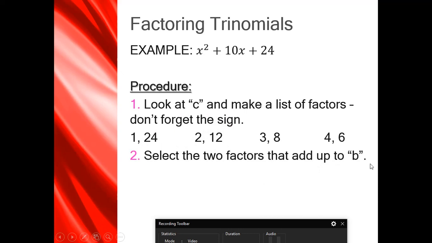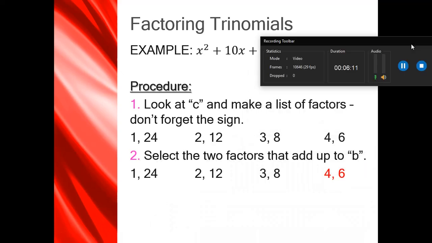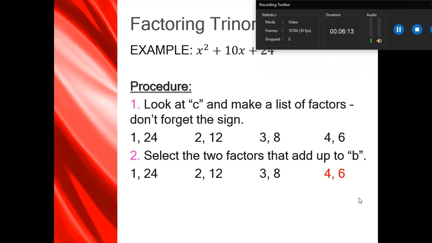Step 2 is to select the 2 that do add up to B. So we know that that is 4 and 6. I've highlighted them in red. The final step is to actually break into 2 binomials. Now, the 4 and the 6 are part of that answer, but what we have to also look at is x squared. I need to separate that into 2 factors. Well, the only way to do that is to have x times x.